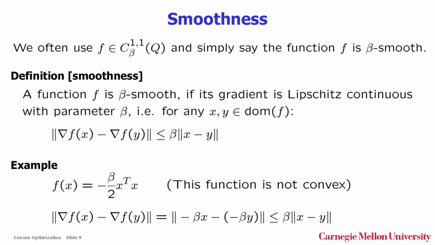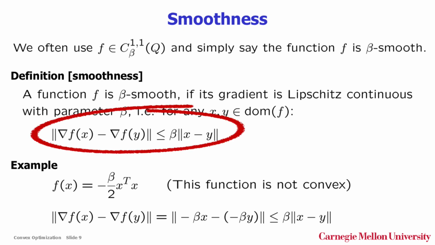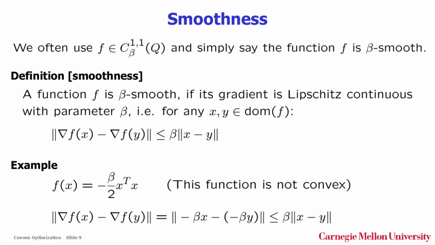When the first derivative of f is Lipschitz continuous with parameter beta, that is, f is in this C^{1,1}_beta function class, then we often just simply say the function f is beta smooth. Formally, it means that this inequality holds for all x and y. Here is an example. Let function f be defined as minus beta half times x transposed x.